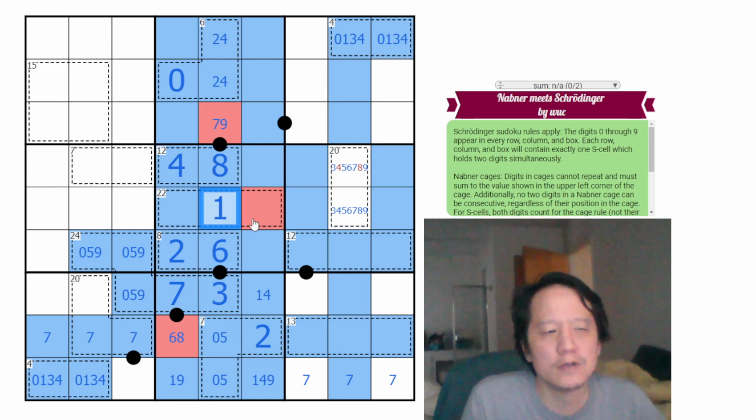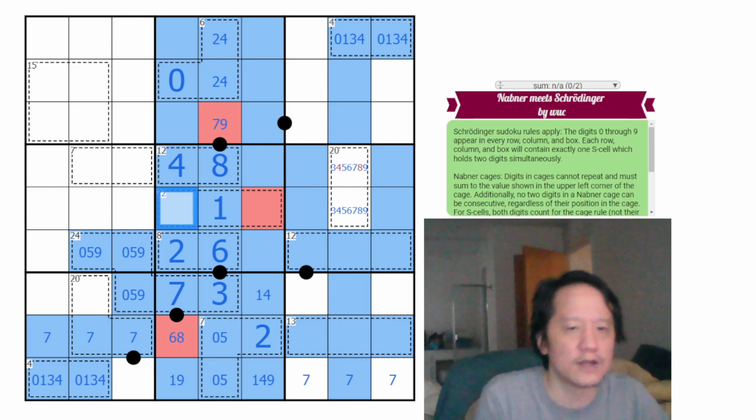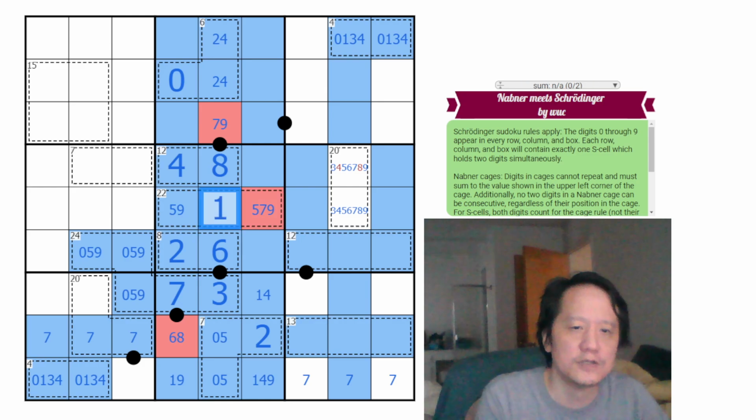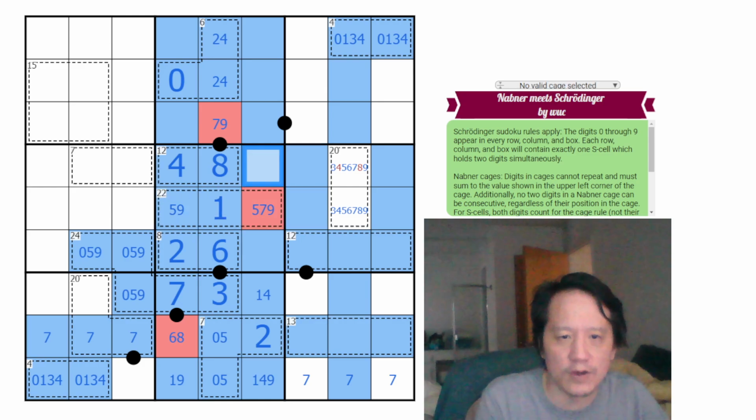121. It would have to be 4, 8, 9 to start with, so it cannot be 4 or 8. So it would be 5, 7, 9. I think that's the only possibility, right? So this is 5 or 9. Right, so it's 21 plus 2, yeah. So this is 5, 7, 9. So that contributes all of that.